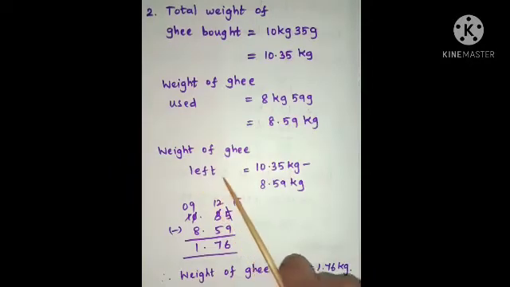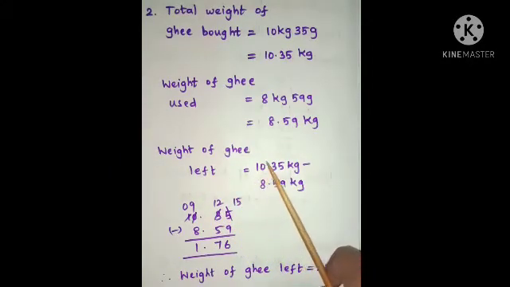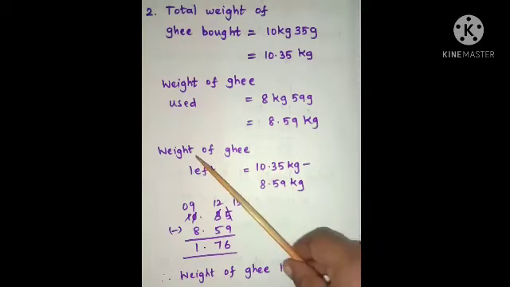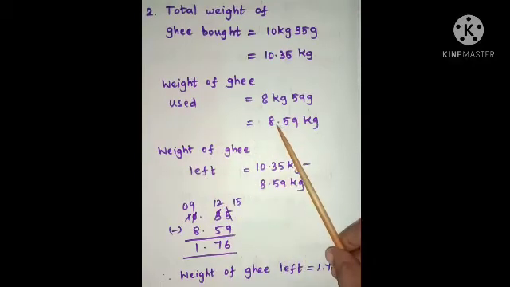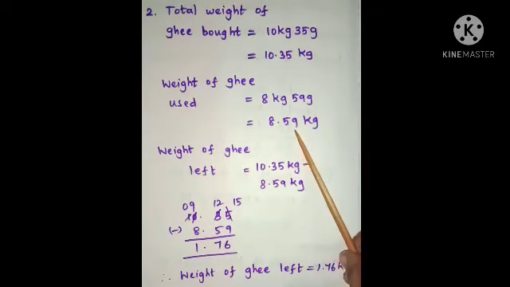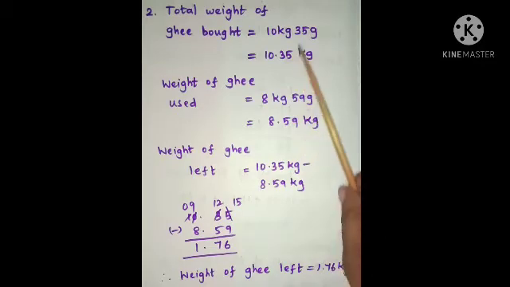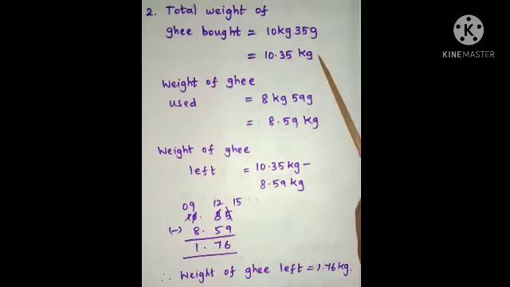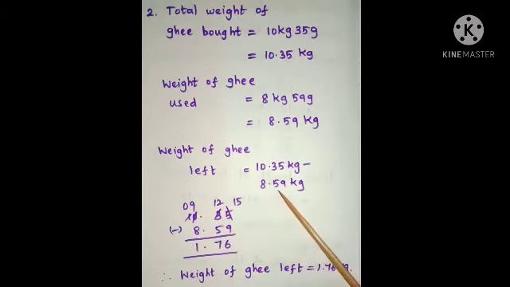Weight of ghee left is equal to 10.35 kg minus 8.59 kg. So we have to subtract 8.59, weight of ghee used, from the total weight of ghee bought. Thus, we get the weight of ghee left. That is, when we subtract 8.59 from 10.35, we get 1.76.